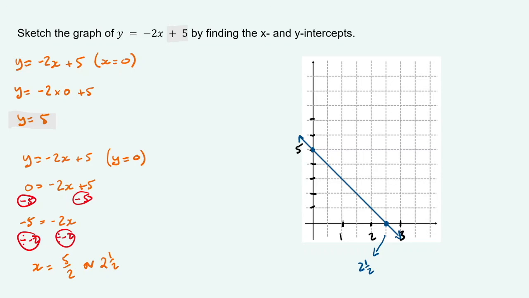That is graphing with the intercepts done and dusted for this video. Hopefully you have found it a little bit informative and interesting, and it's given you some guidance on how to attack these types of problems.